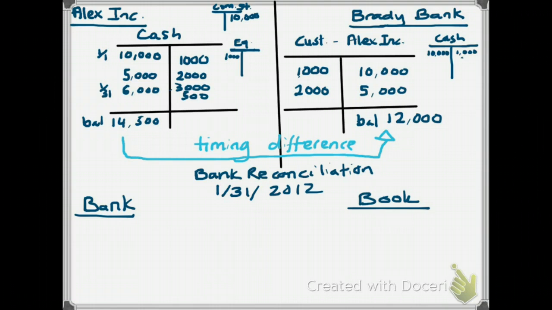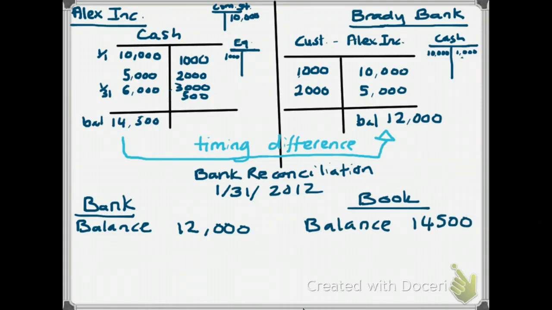We always start bank reconciliations with the ending balances. So on the bank side, which is right here, we put the ending bank balance. Our ending bank balance is $12,000. That's our starting point. On the book side, we also start with our ending book balance. Our ending book balance is $14,500, and that's what we start off with.